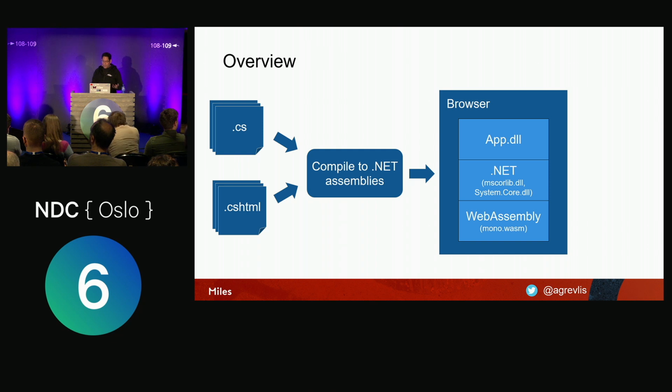So a quick overview is that you have your CS file, your CSHTML file, and what you do is compile this down to .NET assemblies. And then since we have this Mono framework, we can compile our code to WebAssembly, and then we can run a regular DLL that is using .NET functionality. We can run that in our browser.